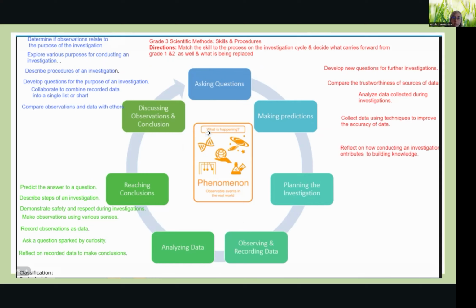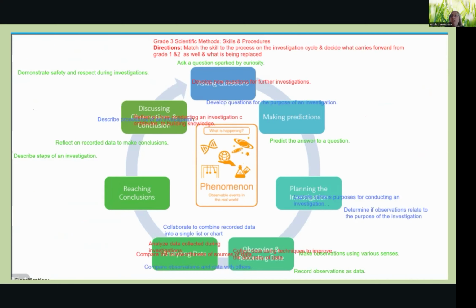And it's good to go back a grade and see what's coming up next. So for example, I would click on develop new questions for further investigation and drag that over to asking questions or predict the answer to a question, making predictions. It's not going to be straightforward, and this is an opportunity for you to think about that onion piece. What are they diving deeper into? Okay, so yours may end up looking something like this.